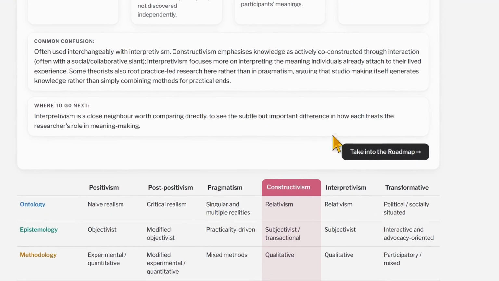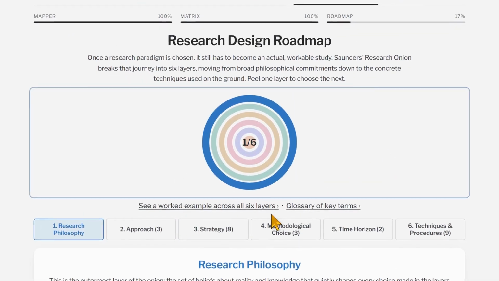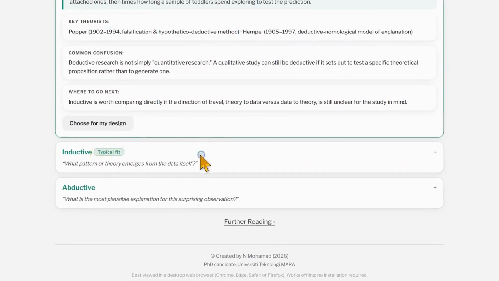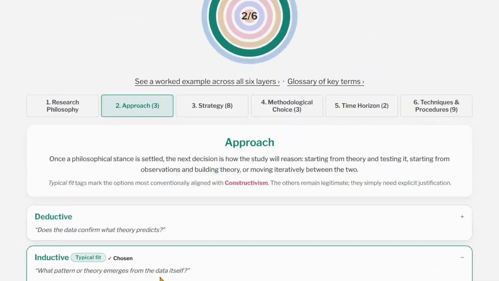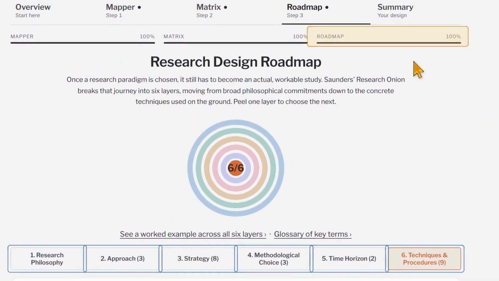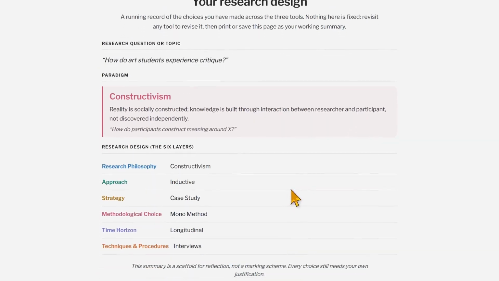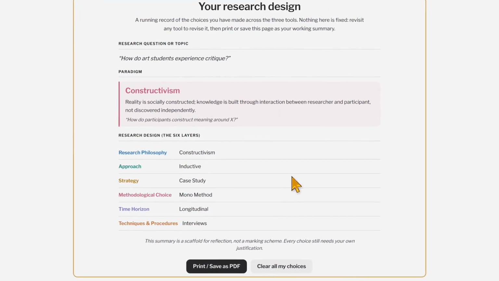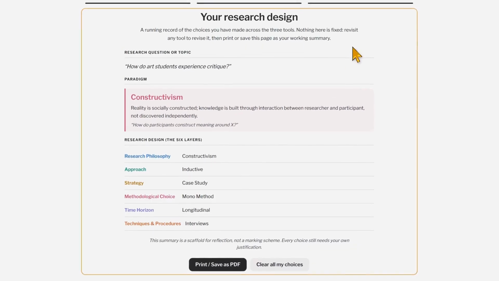The third tool is the research design roadmap. It takes the research onion from Saunders and peels it 1 layer at a time. Each choice narrows what's available at the next layer. 6 layers later, the student has a complete design they can defend. It all collects into a summary page. They print it. Then they walk into supervision with a 1-page document instead of a vague idea.